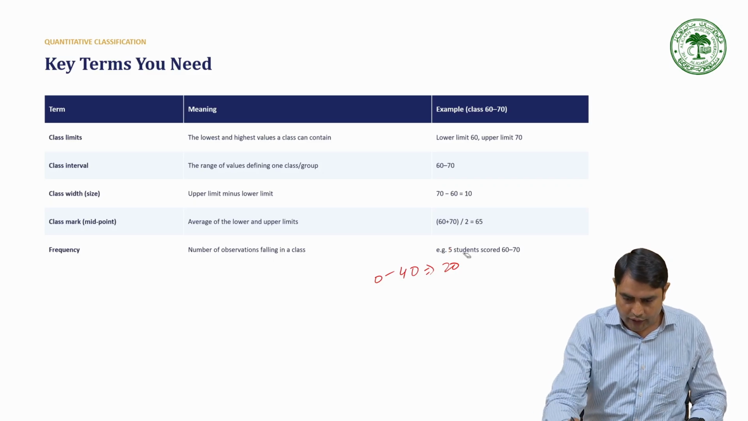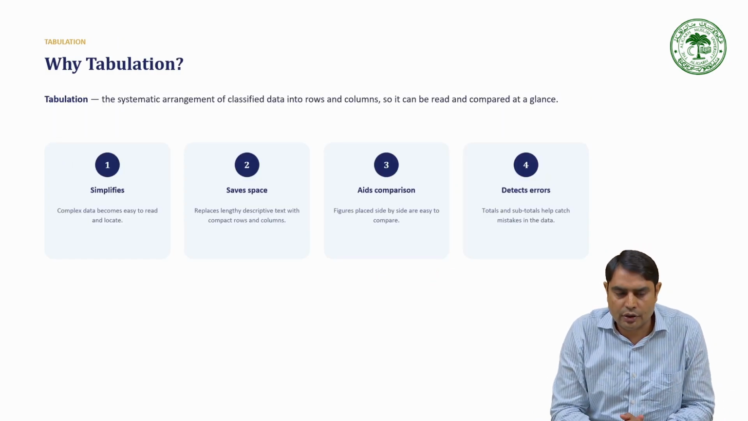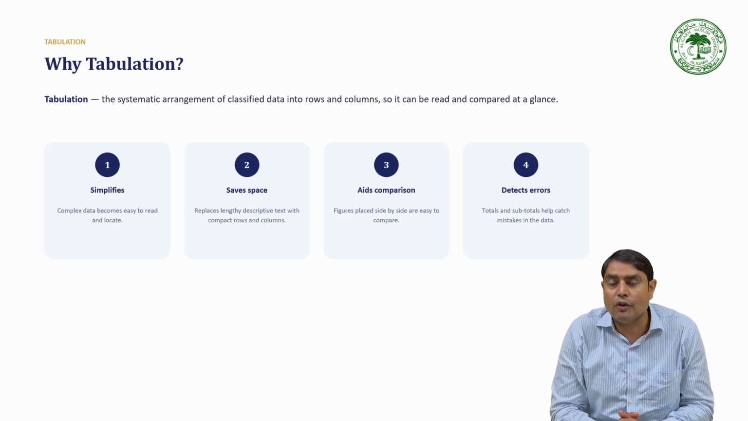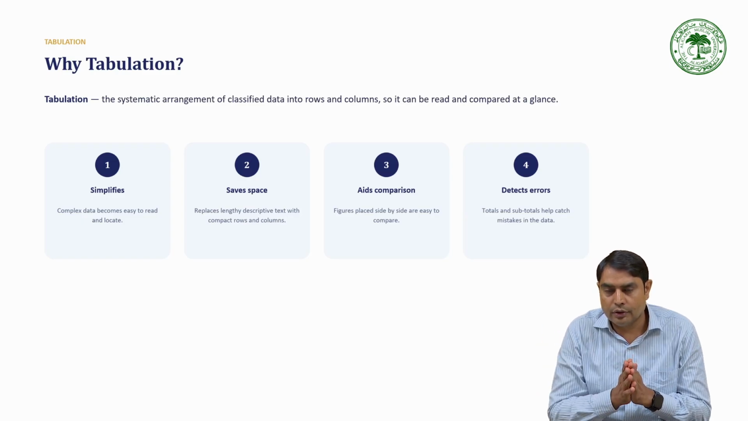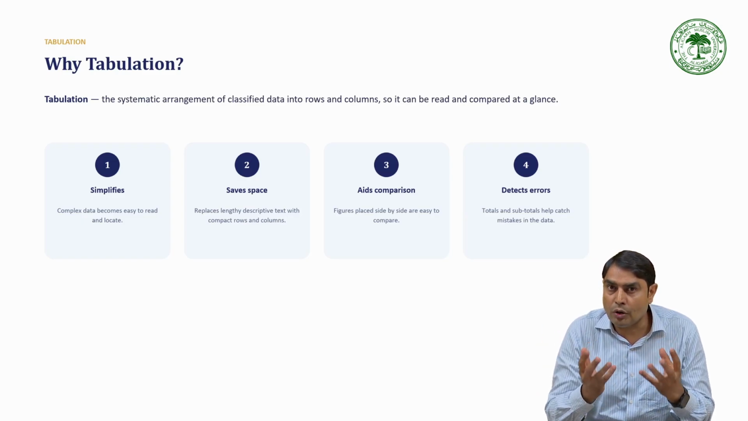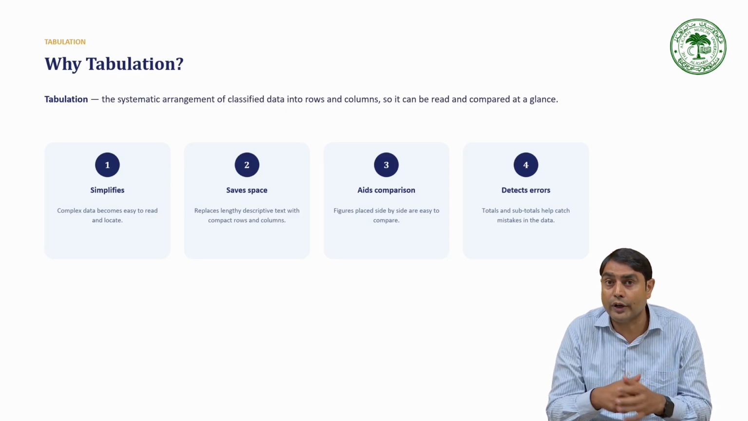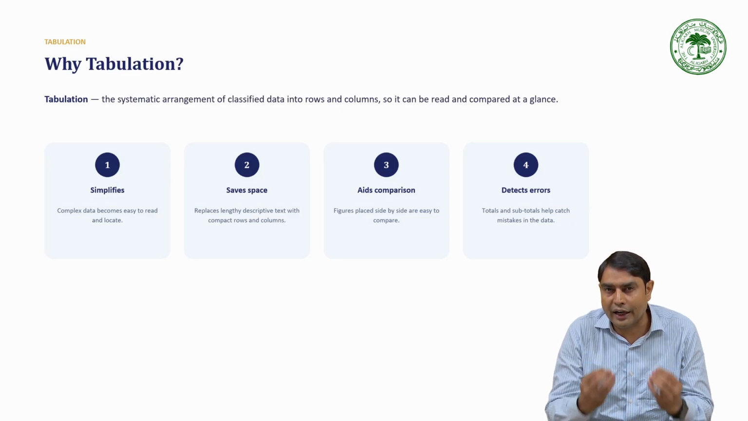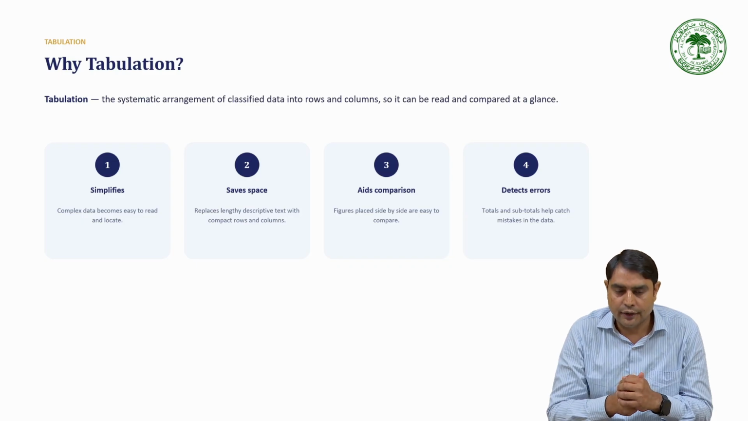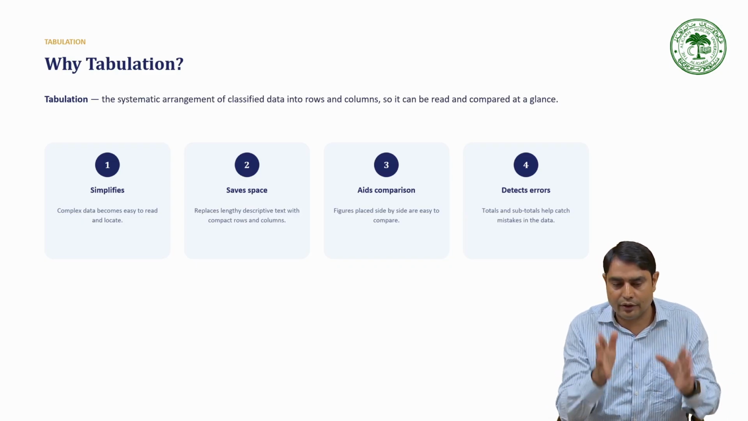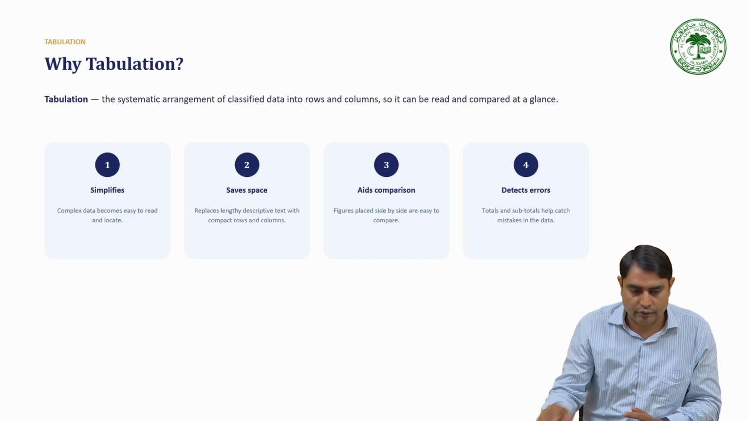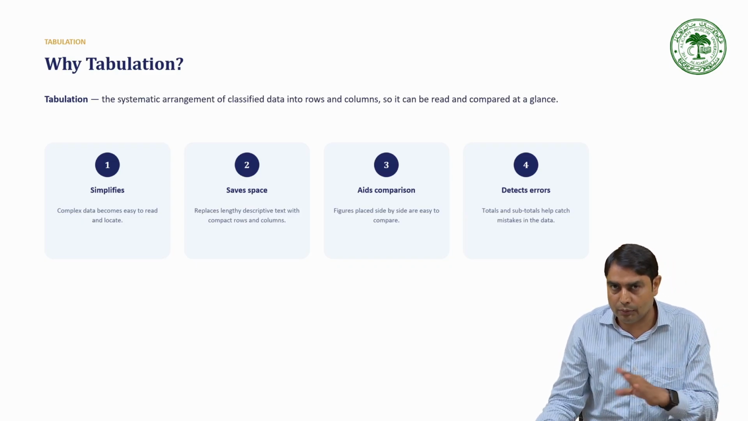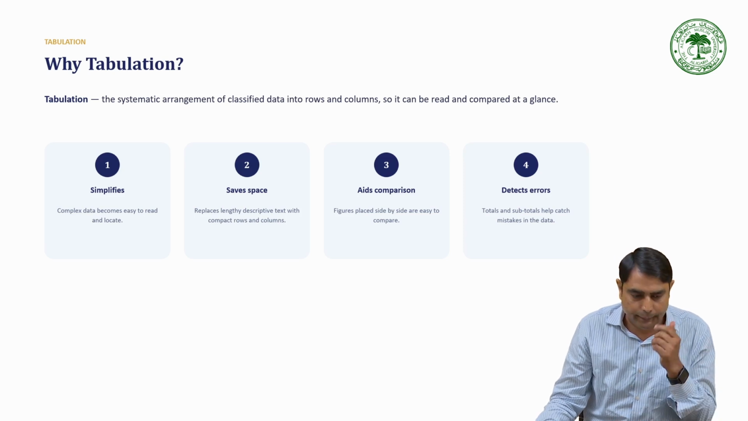Okay, then moving ahead, what is tabulation and why do we need it? Tabulation is the systematic arrangement of classified data into rows and columns. So it becomes more visual and more meaningful, where you can get the idea of the data at first glance. You put your classified data into rows and columns, right?